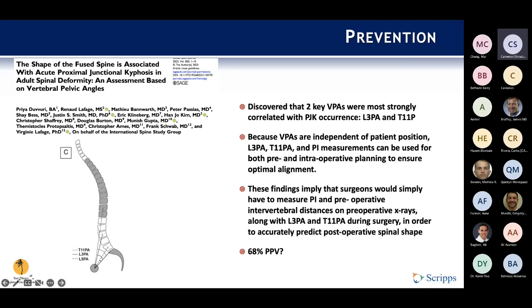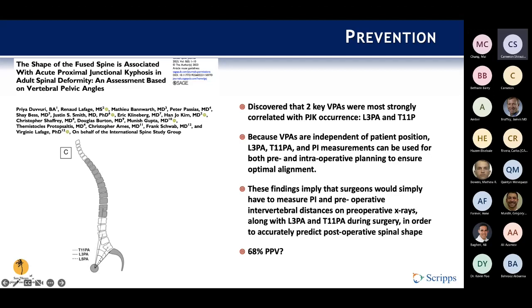And so this is a more recent paper from just this year, the shape of the fused spine associated with acute proximal junctional kyphosis in adult spinal deformity. And so this was a study looking at measurements and how to find positive predictive value for PJK and how to look at that. And so they discovered that the 2 key vertebropelvic angles that most strongly correlate with PJK occurrence were L3PA and T11PA, and these are for fusion constructs that go up to T10. So this is not a kind of T4 to pelvis. In this study, they're looking at kind of those T10 to pelvis constructs.